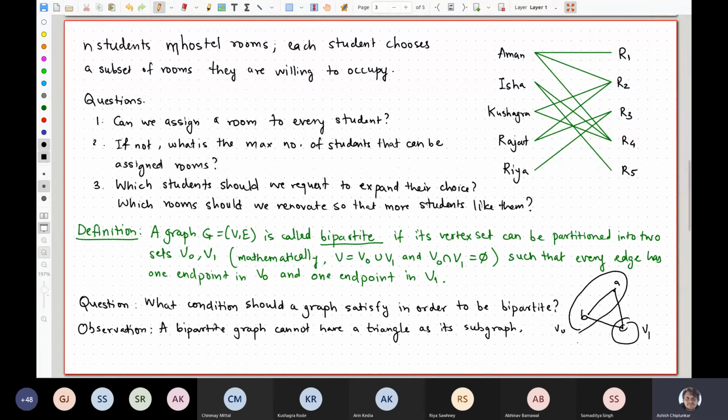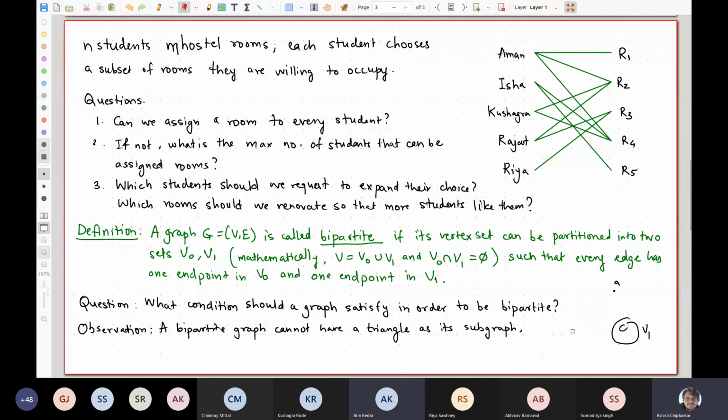Okay, cool. So why? Let me repeat the argument quickly. By the pigeonhole principle, no matter how you split the vertex set, if you have a triangle in your graph, two vertices of the triangle are going into the same side, either both in V0 or both in V1, and then you have an edge between them, which is not allowed in a bipartite graph. So therefore, any graph which has a triangle as its subgraph cannot be bipartite. What else cannot appear as a subgraph of a bipartite graph?